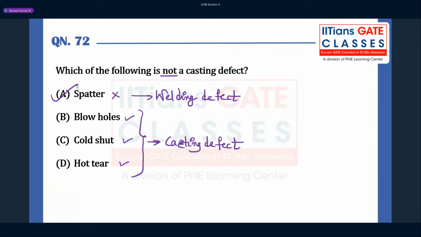Blowholes is because of some porosity. Cold shut is because of insufficiency of fluidity. Hot tear is because of the thermal gradients. Right? Because of all these things, these last three are casting defects. Spatter is a welding defect. Okay, very nice. Next.